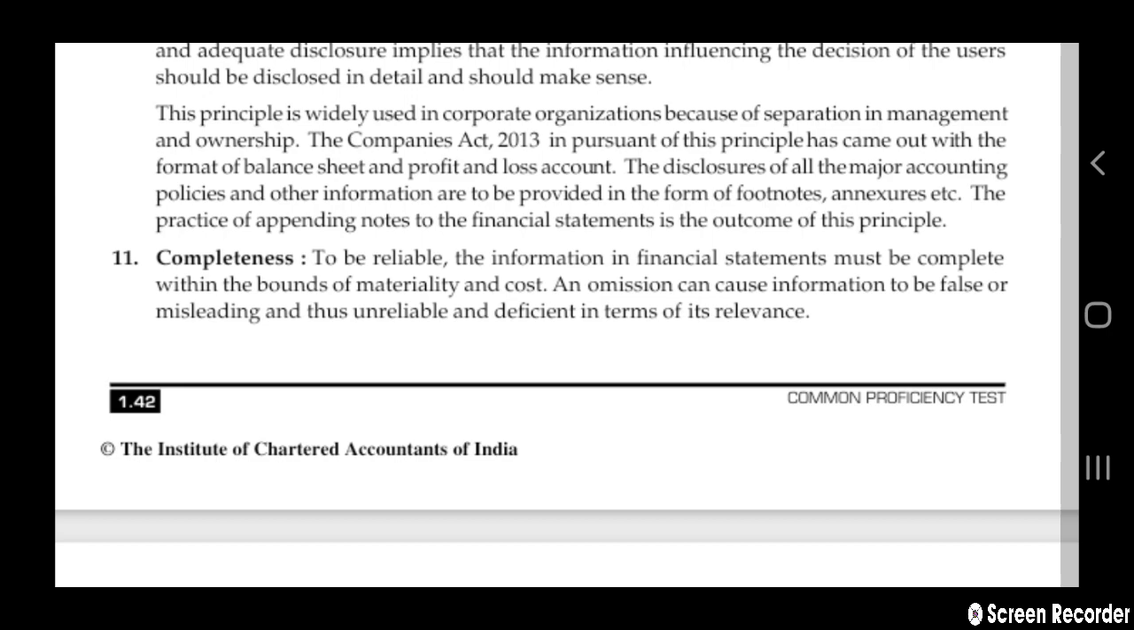For them, and anchors it is provided, and many other things. The practice of appending notes to the financial statements is the outcome of this principle. Next is completeness.